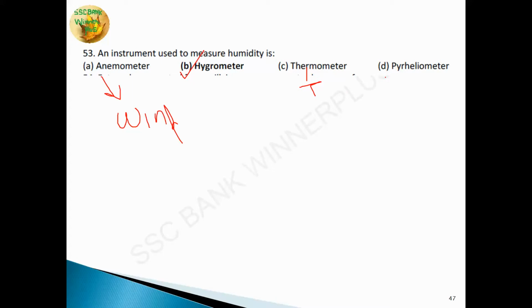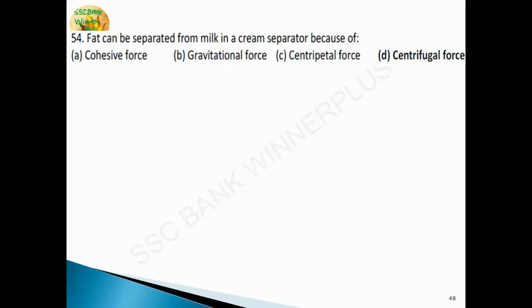And what is a pyrheliometer? A pyrheliometer is an instrument for measuring direct beam solar irradiance. Fat can be separated from milk in a cream separator because of centrifugal force. So fat can be separated from milk because of centrifugal force. Option D is the answer.